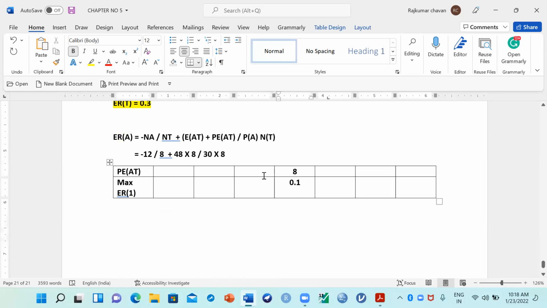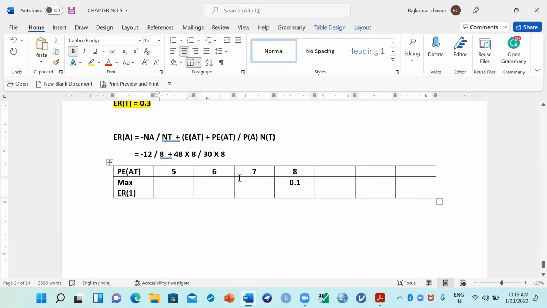Correct? Now, what we have to do is, what if the P/E ratio is 7? Just go back a few. What if the P/E ratio is 6? And what if the P/E ratio is 5? Then what will be my ER1?